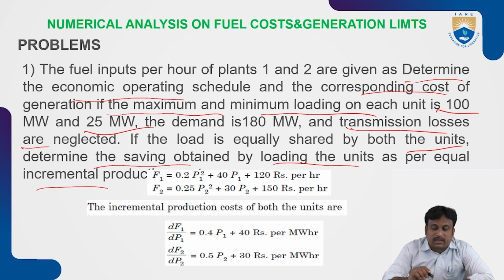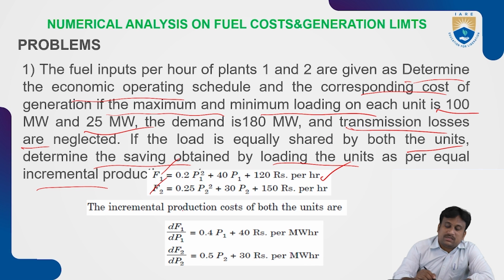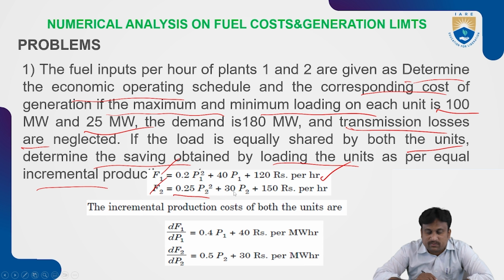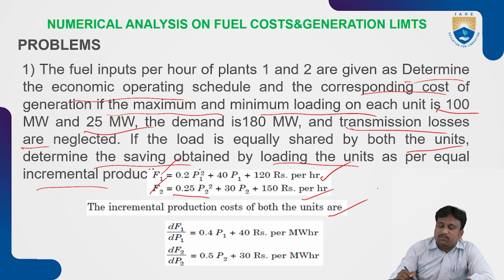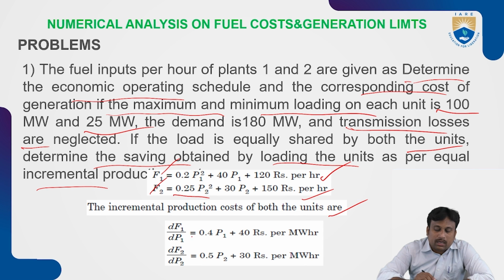So the production costs are mentioned here as F1, F2, where F1 is 0.2 P1 square plus 40 P1 plus 120 rupees per hour. Next F2 is 0.25 P2 square plus 30 P2 plus 150 rupees per hour. The incremental production costs of both the units are represented as dF1 by dP1, where the increment is represented with a change, that is D.